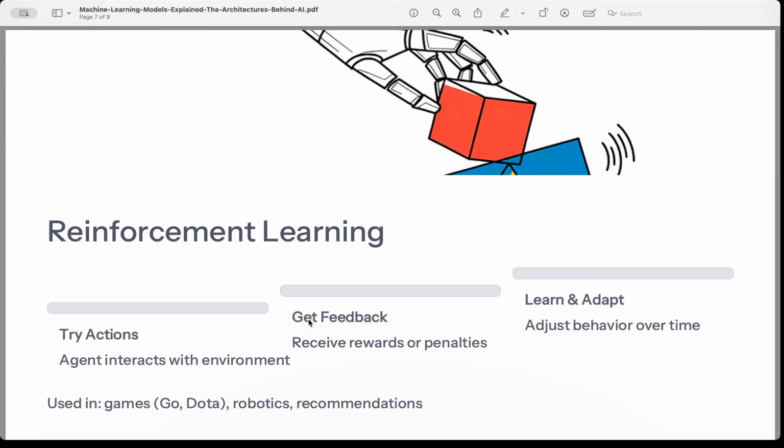Now, lastly, to cover one of the more important topics in machine learning algorithms, is reinforcement learning, and this is another key approach to building models. Basically, instead of learning from static data, these models learn by interacting with an environment. They try actions, receive rewards or penalties, and adjust their behavior over time. This method has been used to train systems that beat humans at games like Go and Dota, as well as in robotics and recommendation systems.